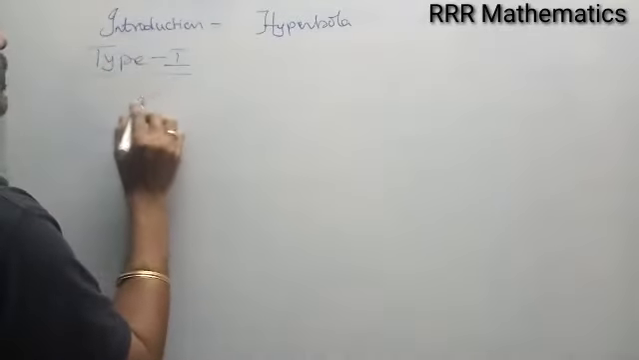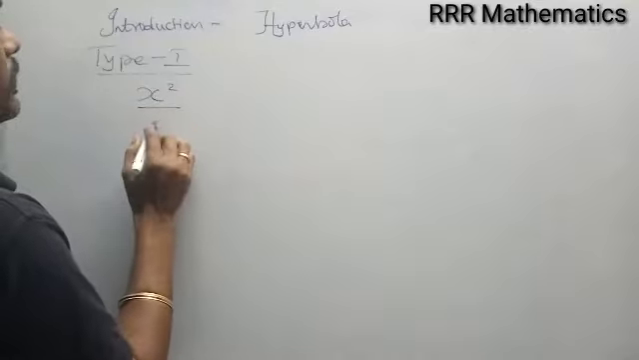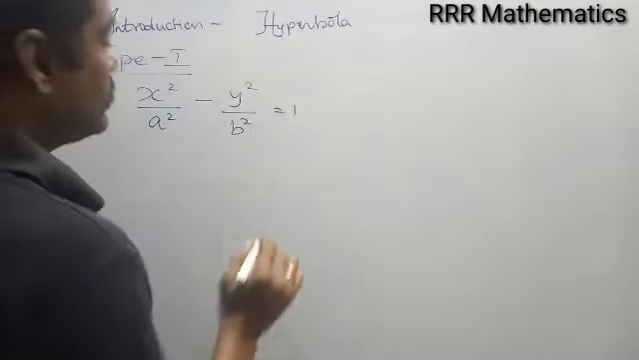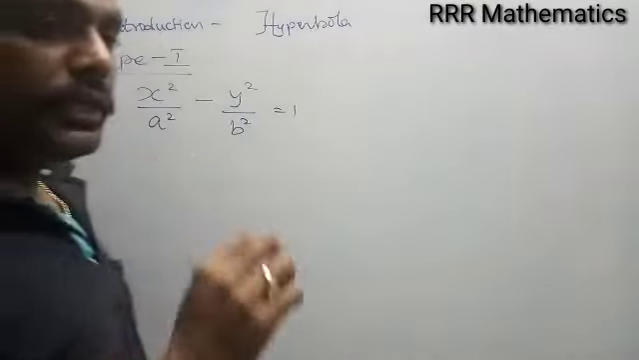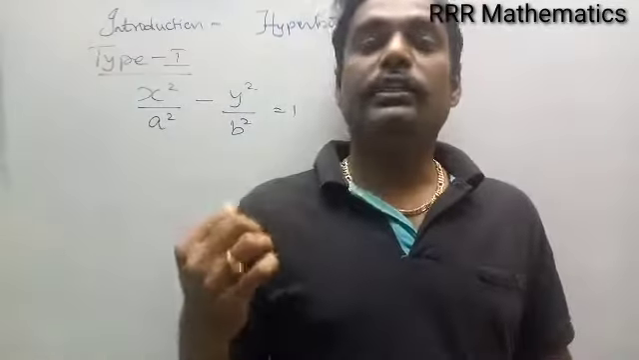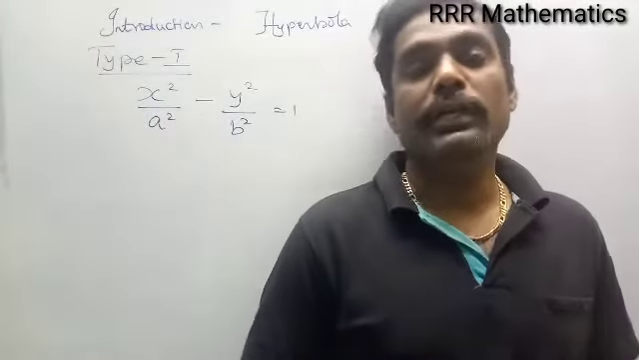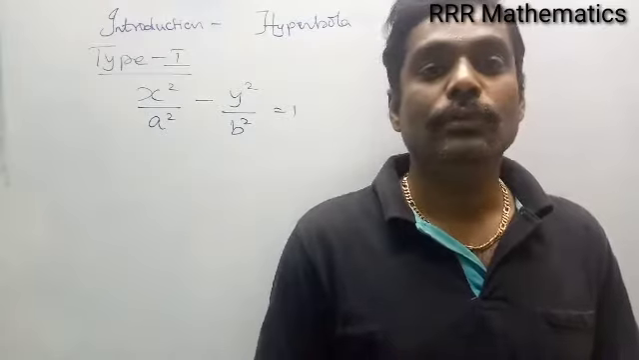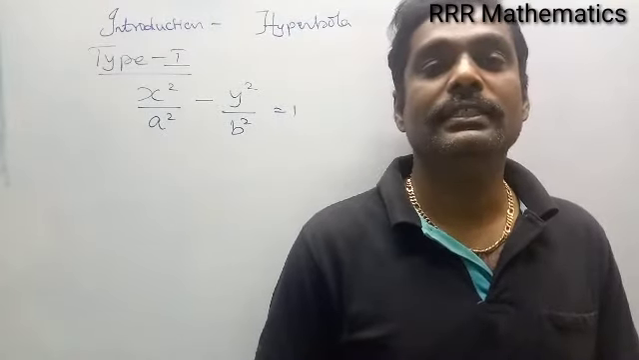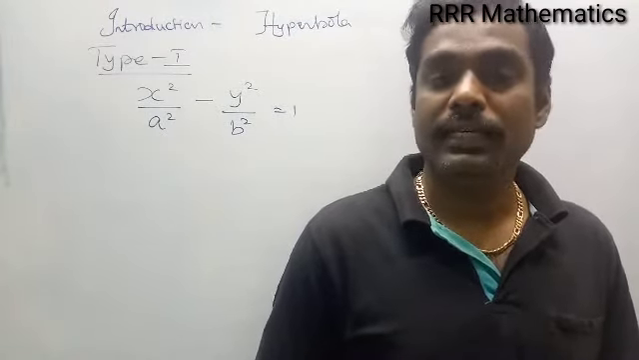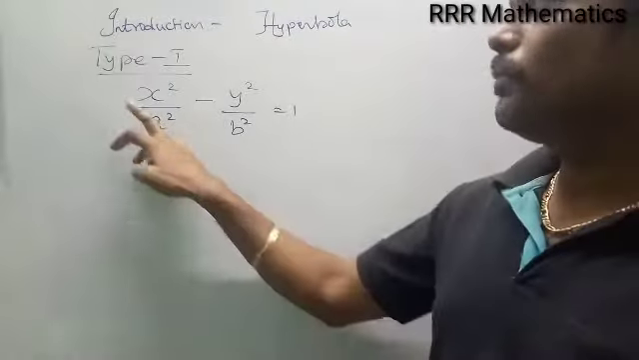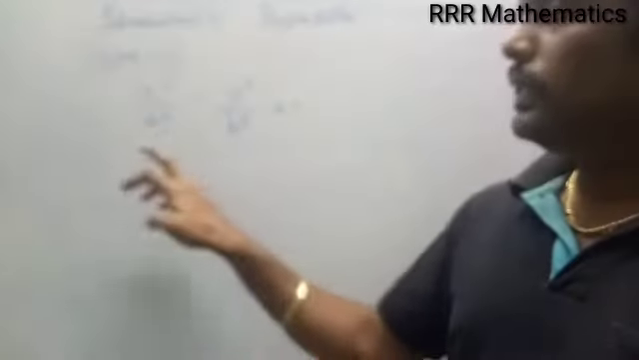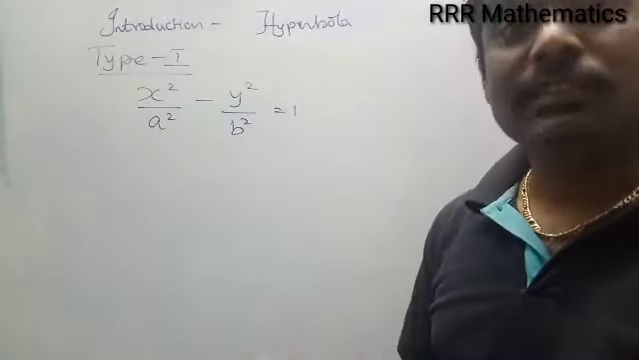whose general equation will be x square by a square minus y square by b square equal to 1. In case of ellipse, we see the denominator value. According to the denominator value, we declare the major axis and minor axis: whichever denominator has more value gives the major axis and the other gives the minor axis. But in case of hyperbola, positive x square by a square, negative y square by b square equal to 1. Here, the positive square gives the transverse axis.